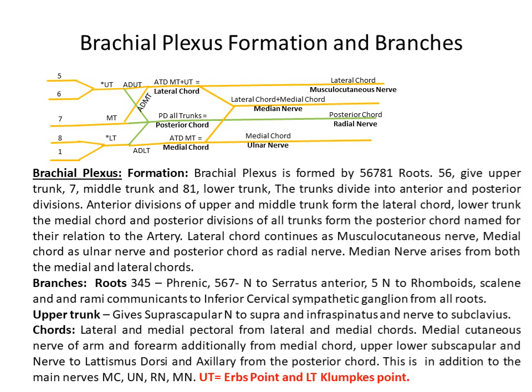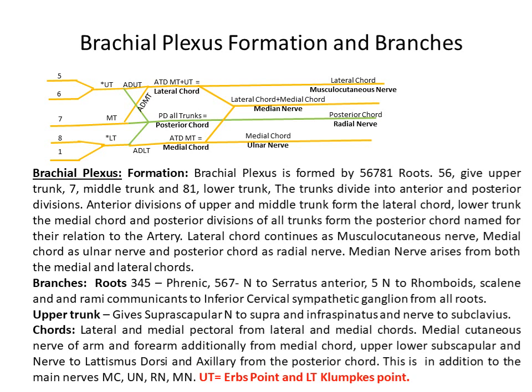Anterior division of upper and middle trunk form the lateral cord, lower trunk the medial cord, and posterior division of all trunks form the posterior cord, named lateral, medial and posterior because of their relation to the brachial artery. Lateral cord continues as musculocutaneous nerve, medial cord as ulnar nerve and posterior cord as radial nerve. Median nerve arises from both the medial and the lateral cords.